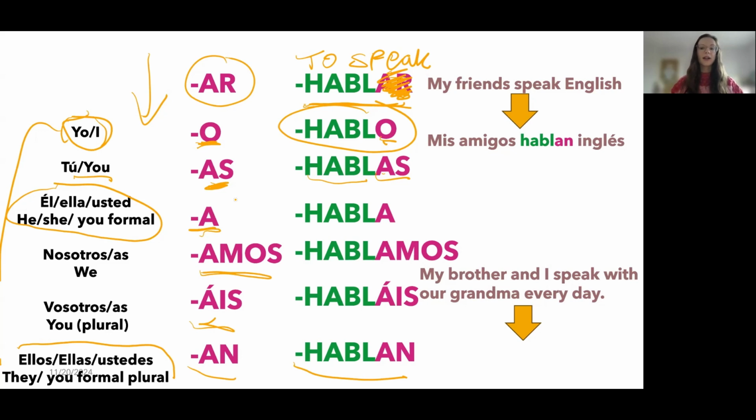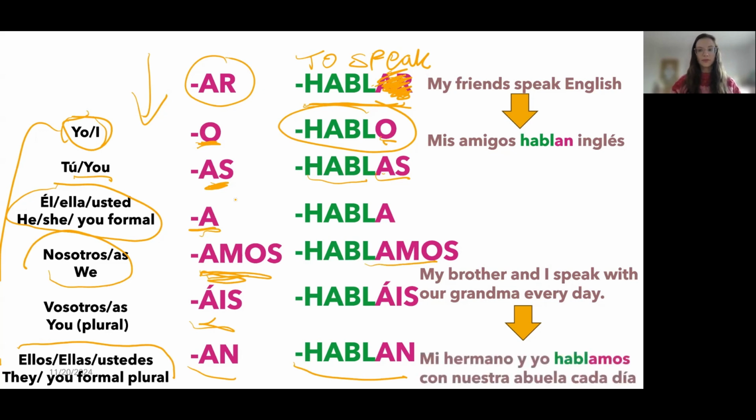How would we say my brother and I speak? And that's what we want to conjugate. So mi hermano y yo. We need to think of what subject pronoun is it? It's we, isn't it? 'Cause it's my brother and I, we speak. So we need to look at we. So nosotros, amos. So we cross off our ending and we add. So it would be mi hermano y yo hablamos con nuestra abuela cada día.